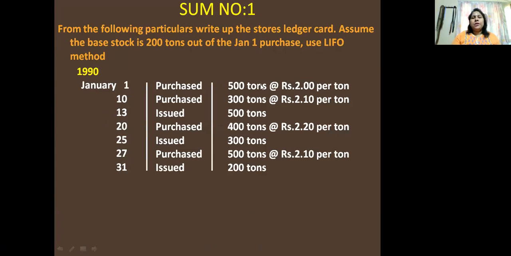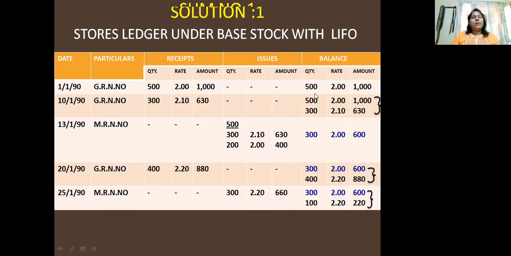Let me check from the beginning of the problem. January 1, purchase 500 tons at the rate of 2, right? So I mentioned the date, 1st January, and the GRN number, goods received note number, will come as a particular whenever I am purchasing the materials. 500 tons at the rate of 2, so 1000 will come as a value. I put the issues column as hyphen mark because no issue was made. So in the balance column, I will take the lot in the godown. So 500 at the rate of 2, 1000.